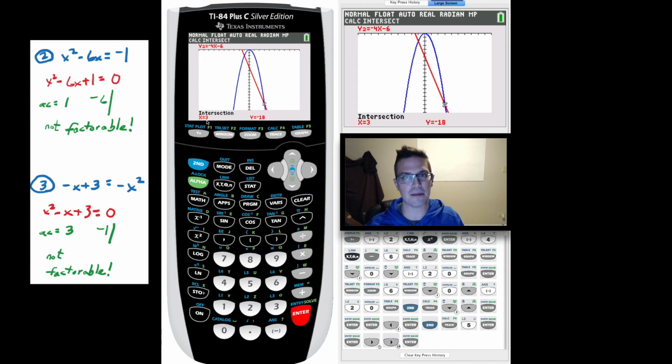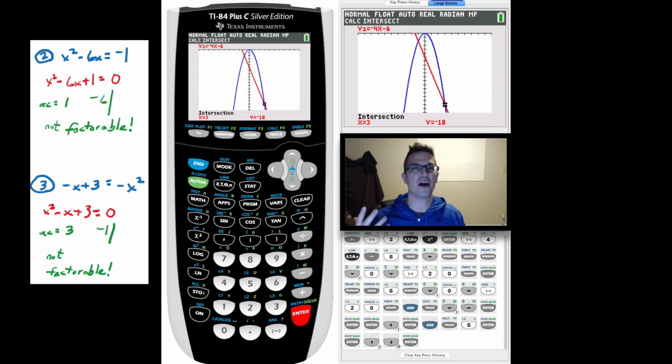If you remember the other two problems, we couldn't actually factor them, and since we could not factor them, we weren't actually able to solve them using zero product property. The great thing about the graphing technique, though, is if there is a solution, it will find that solution. So that's what we're going to do for the next one.